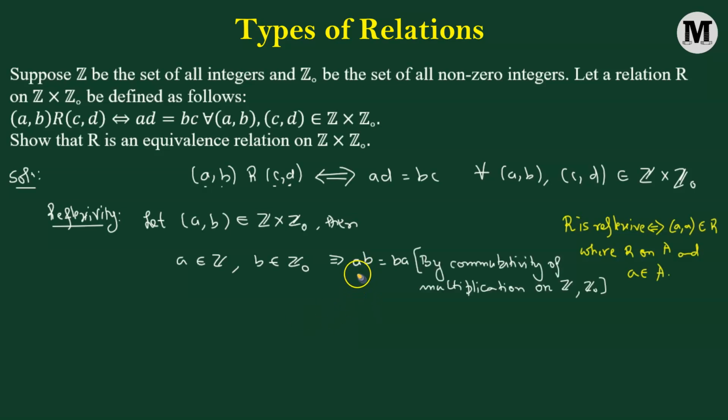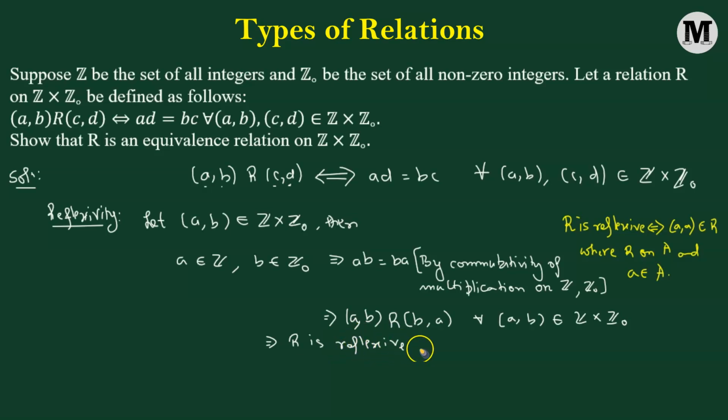Now what does it mean when we say that AB equals BA? This simply means that the ordered pair (A, B) is related to the ordered pair (B, A), and this is true for all ordered pairs (A, B) belonging to the Cartesian product of Z with Z naught. So this tells us that the given relation R is reflexive. This is a reflexive relation on the Cartesian product of Z with Z naught. We have verified the first one, that means our relation R is reflexive.